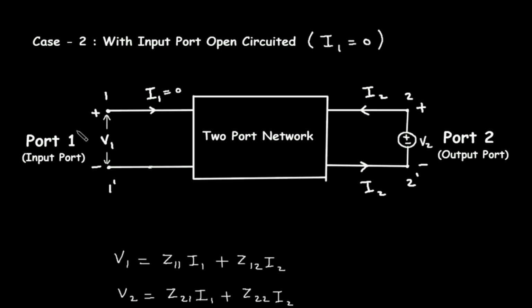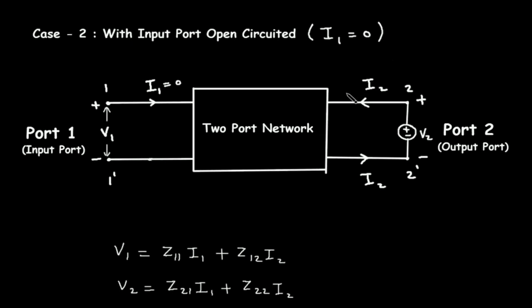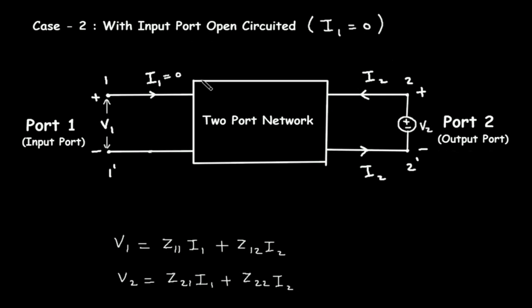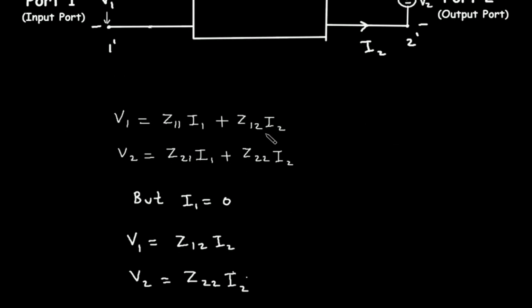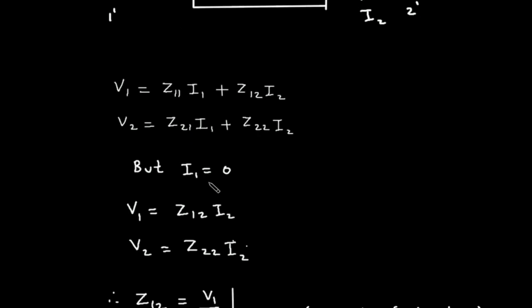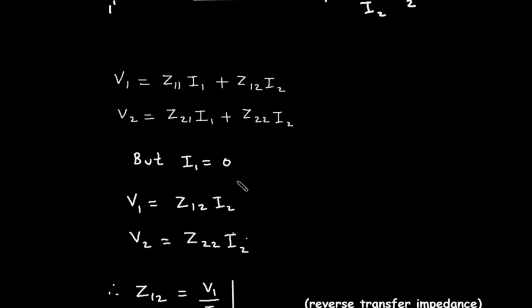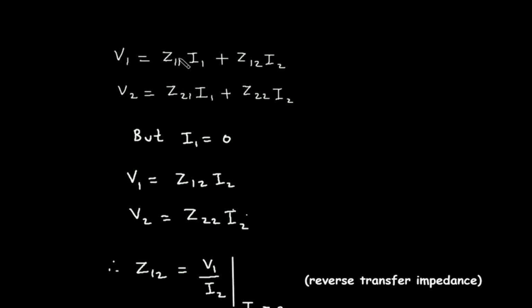So when port 1 is open circuited, that time I1 is equal to 0. So here I1 is equal to 0. Now again we will write the equation for Z parameter. The equation for Z parameter is V1 is equal to Z11 I1 plus Z12 I2, V2 is equal to Z21 I1 plus Z22 I2. But I1 is equal to 0.